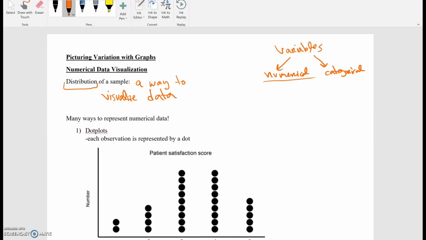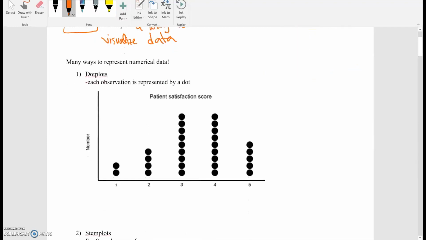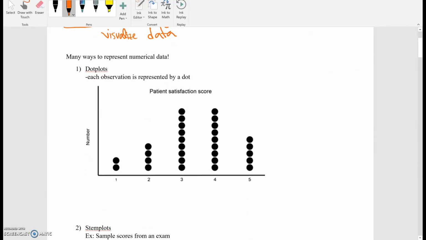There are many different ways that we can describe numerical data. I'm only going to talk about three different types of graphs. The first graph is what we call the dot plot. In a dot plot, each observation is represented by a dot. If I look at this particular graph, I have a 1, a 2, a 3, a 4, and a 5. This is basically patient satisfaction.